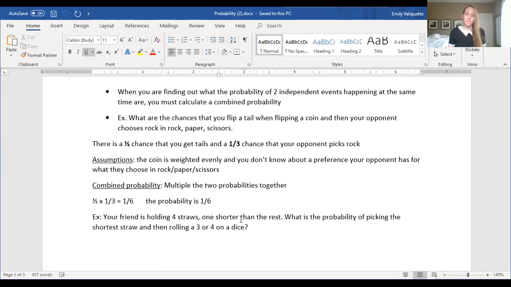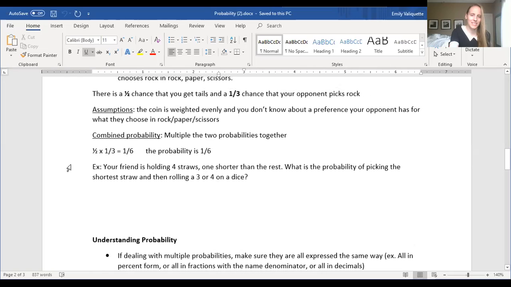So all you do with combined probabilities is find the probability of each independent thing and then multiply them together. So 1/2 times 1/3 is just 1/6. Remember, we multiply straight across the top, so 1 times 1 is 1, and straight across the bottom, so 2 times 3 is 6. So try this next example on your own here, and then come back for the answer.